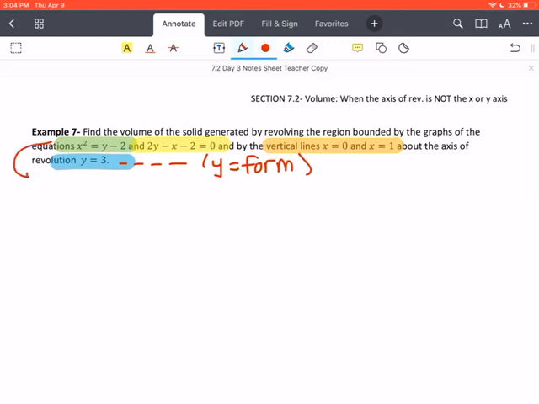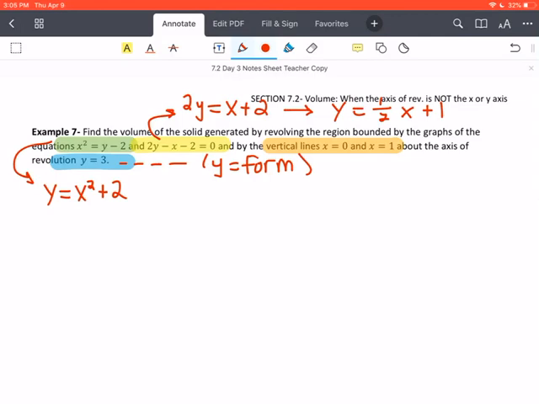Okay, so this first function here, I am going to move my 2, so I have y equals x squared plus 2, so we have a parabola. And then on this function, I have 2y equals x plus 2, and then divide everything by 2, so I have y equals 1/2 x plus 1. Okay, so now we have our two functions that we are going to work with.